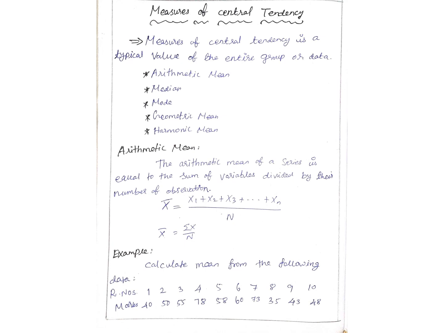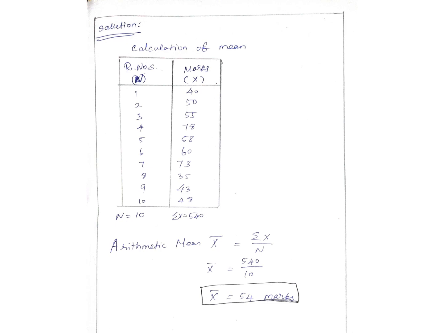For example, calculate the mean from the following data. The variable is marks. Solution: here we have to calculate the mean. The formula for mean is x bar equal to summation x divided by n. Here we take the variable marks as x. First we calculate summation x, which is equal to 40 plus 50 plus 55 plus 78 plus 58 plus 60 plus 73 plus 35 plus 43 plus 48, which is equal to 540. This is the value of summation x.